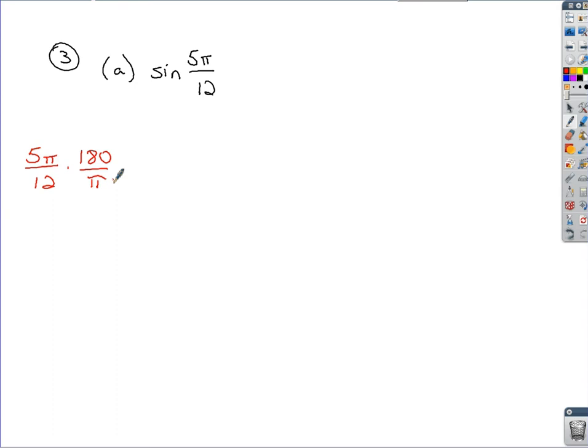If I convert that over, now the pi's will cancel out. Basically got 5 times 180 all over 12. What's that come out to be? 900. That's a little large. What is it? 75. Okay. So this comes out to be 75, meaning my degree measure that we're plugging into sine here is 75 degrees.